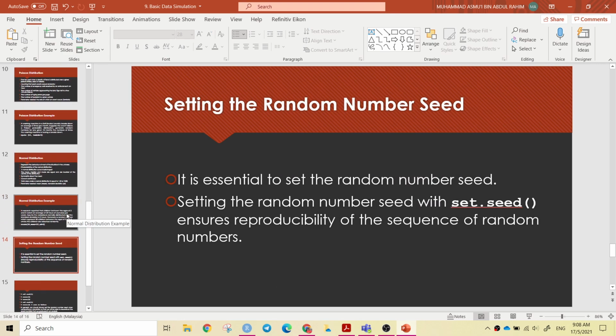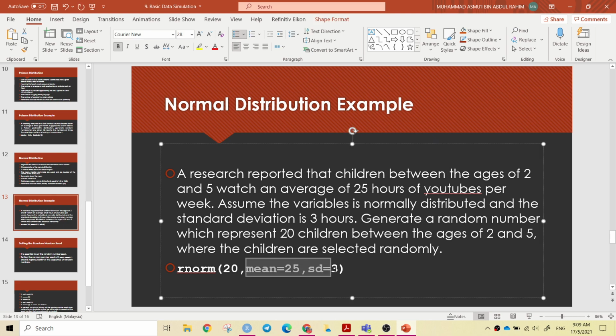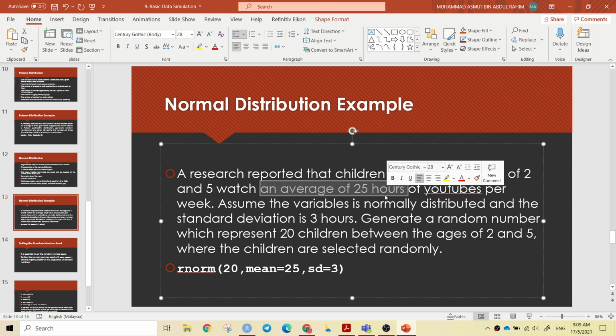And lastly, for normal distribution, the parameters that you need to generate random numbers are the mean and the standard deviation. Okay, try to find these parameters based on your example here. For this example, we take a look at the hours children watch YouTube weekly. Suppose that we have an average, and average is the mean, of 25 hours, with a standard deviation of 3 hours.